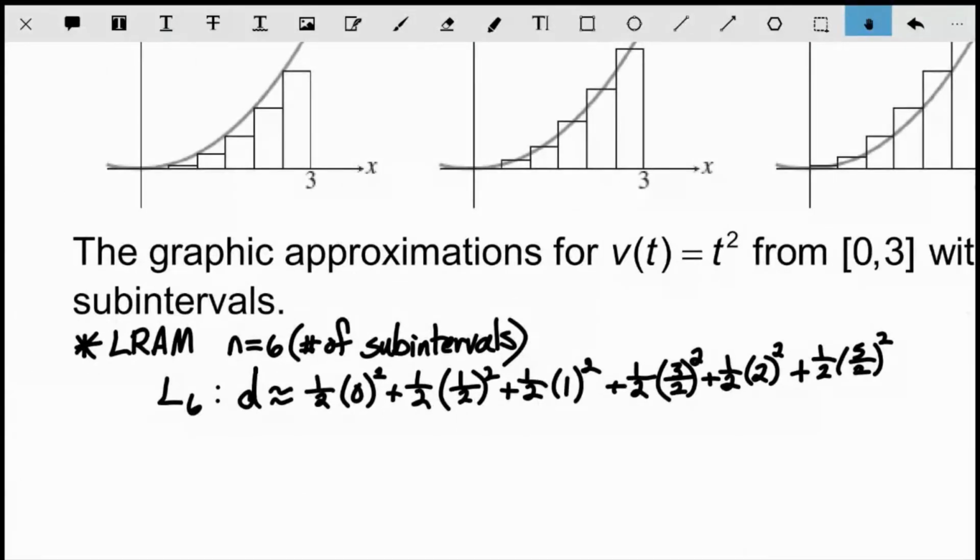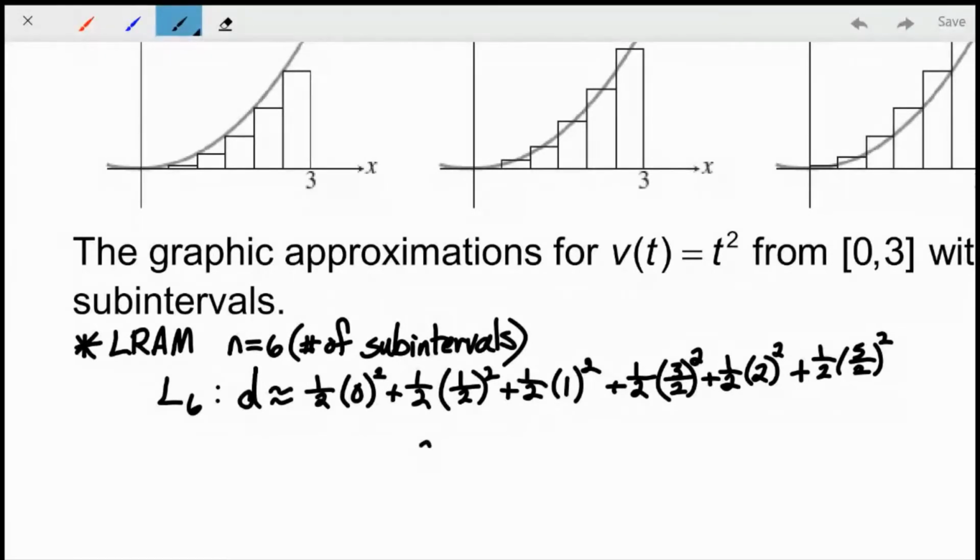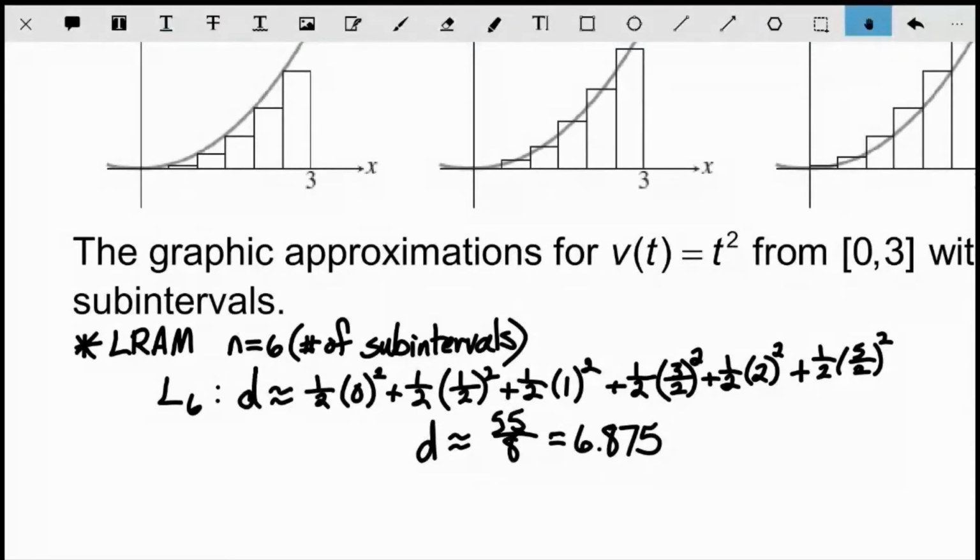So all I've done there is add up the areas of 6 rectangles. Very, very simple to do. And it turns out that when we do our left-hand approximation, we're approximating the distance, which is where the particle would be at time 3, to be about 55/8. I'm going to write this as a decimal just to make it easier to compare the 3 methods. So we get about 6.875. Obviously it was an underestimate, but it gives us a general idea of the distance that this object has traveled in the first 3 seconds.